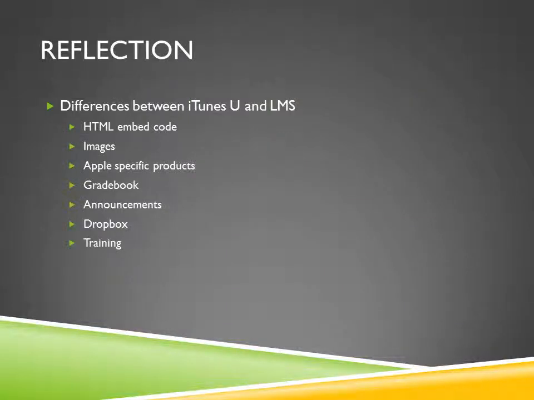Now, I've kind of visually taken you through my reflection, but here I'm going to summarize it. The differences between iTunes U and the LMS is that iTunes U lacks the ability to utilize HTML embed codes. iTunes U cannot easily upload images so that they can visually pop out at the student. iTunes U requires Apple-specific products. The LMS contains gradebook, announcement, and Dropbox features, which are great for K-12 learning. And then, of course, the training is very different for iTunes U and LMS.